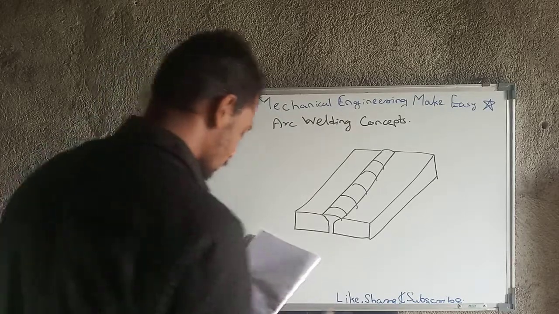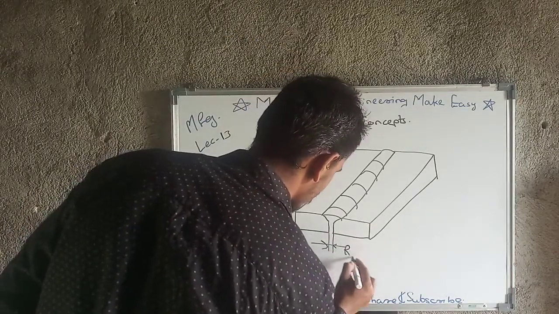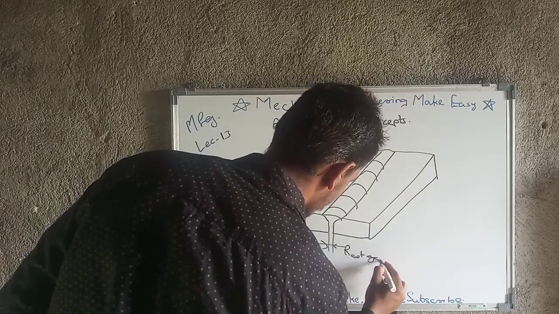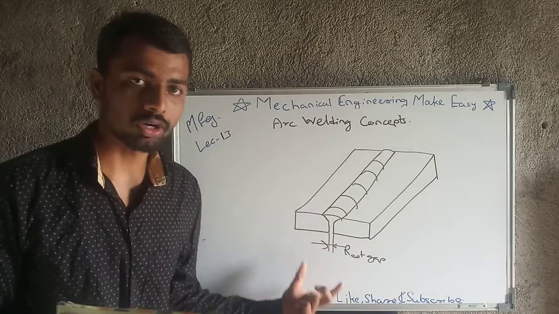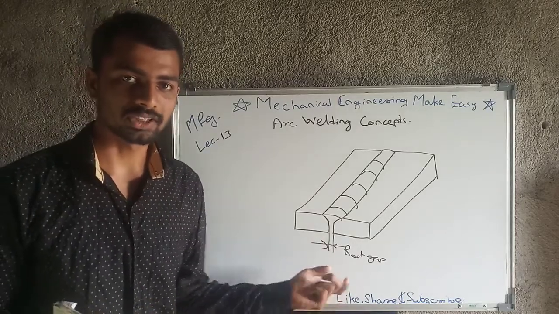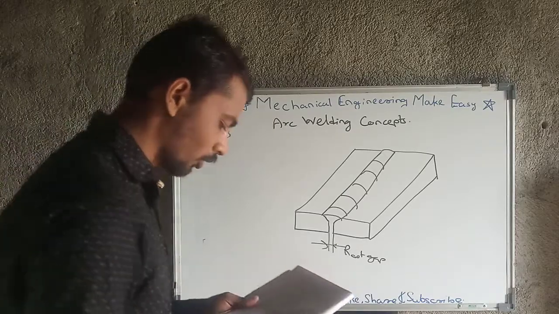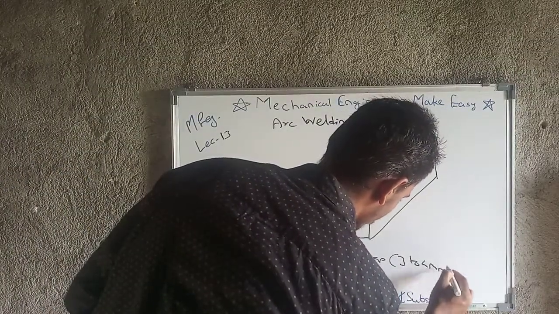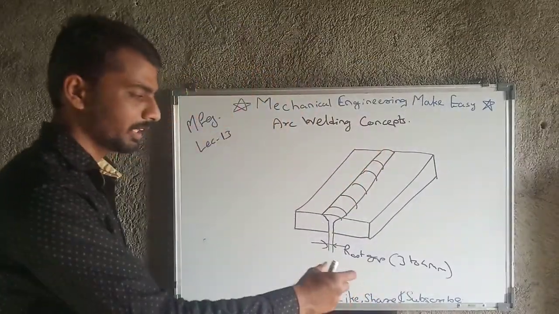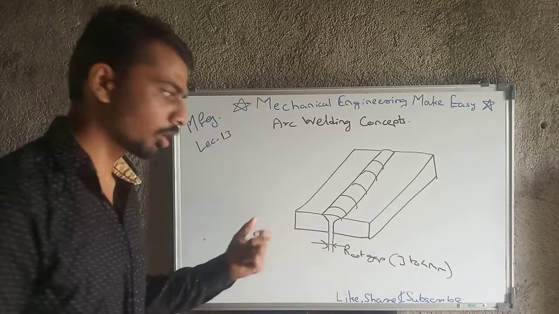So what are the number of parameters we have to take into consideration? First is nothing but the root gap. This is nothing but the root gap. Okay, it is too much important because if this root gap is increased or decreased, ultimately our welding strength will vary. Okay, so that's why this root gap is too much important, and that should be 3 to 4 mm. That should be in between 3 to 4 mm only. Okay, not more than that and not less than that.